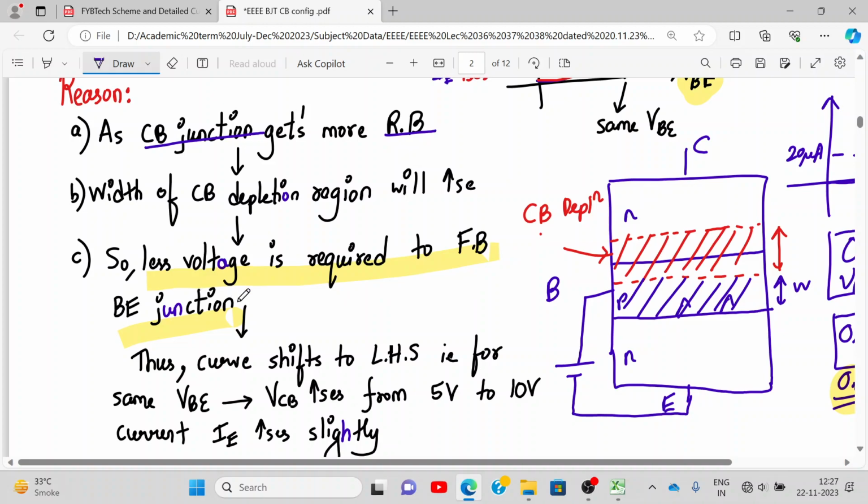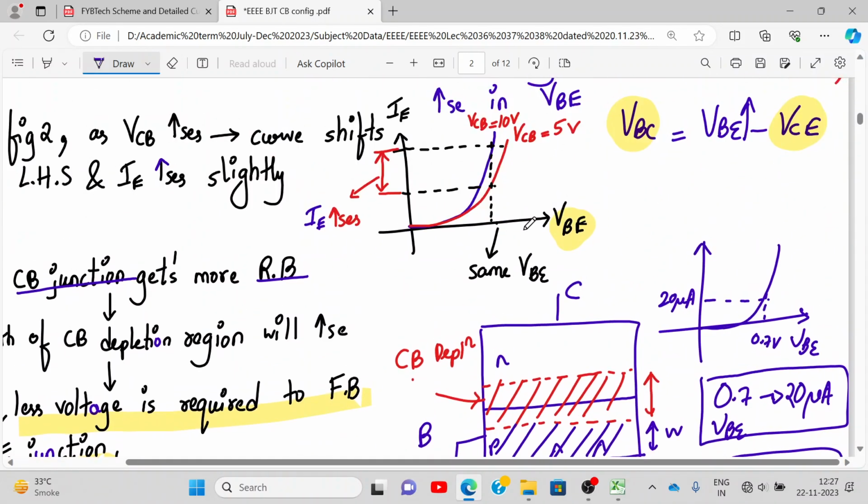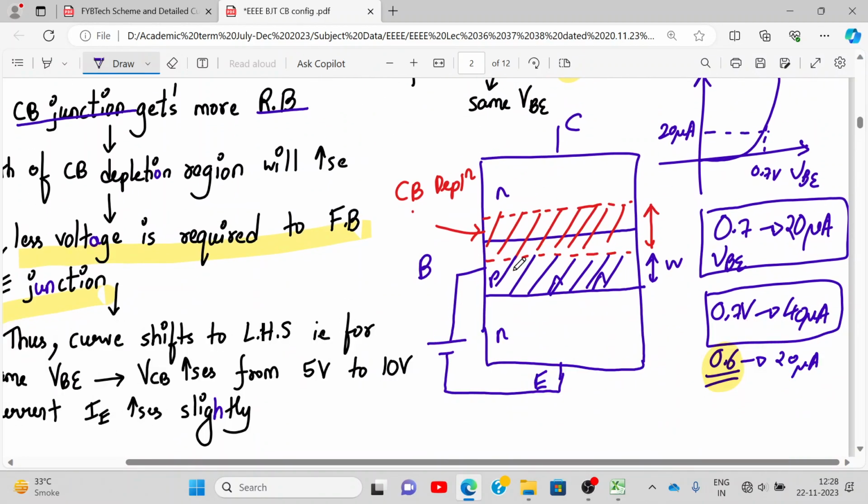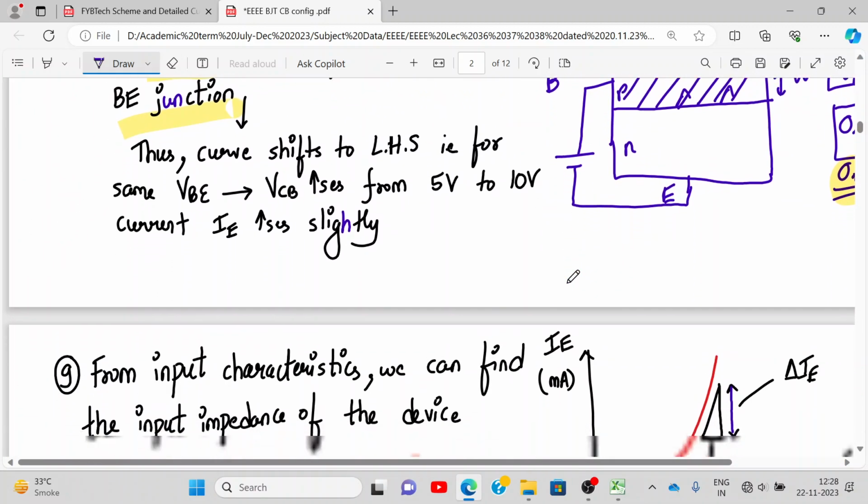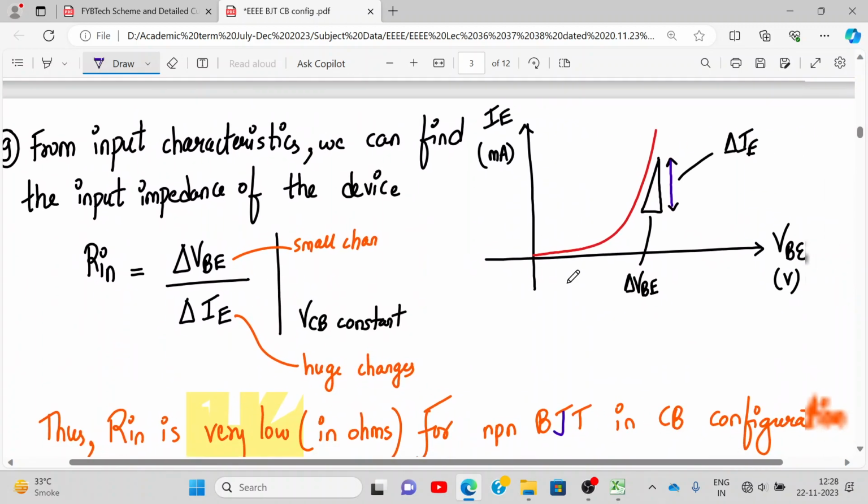Less voltage is required to forward bias the base emitter junction. That's why this curve shifts a little left. That's why at a higher value of VCB, your emitter current is even higher. We have to explain that now: at a higher value of VCB, which means more reverse bias. More reverse bias means what? Fewer recombinations at the base. So fewer electrons will recombine at the base, more of them will flow to the collector, which will lead to a higher value of IE. Okay? Yes or no?